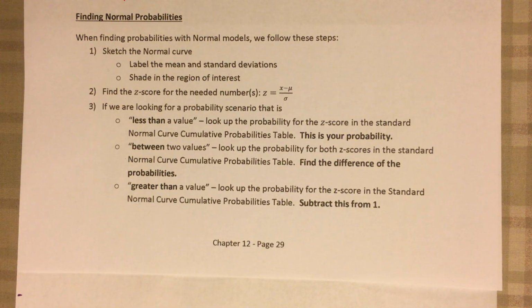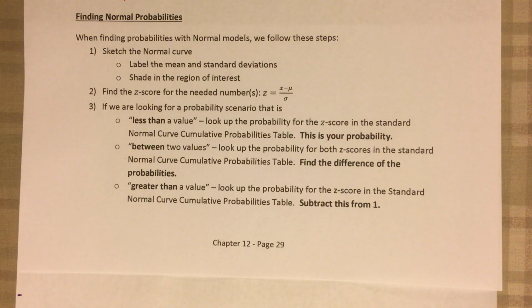All right, so when we're finding normal probabilities, we're going to have a three-step process that we're going to go through. Our first step of our process is going to be to sketch the normal curve. So as we're sketching our normal curve, we're going to label our mean and we're going to label our standard deviation, and then we're going to shade in the region that we are interested in. Because as we're going through and we're thinking about these, by shading in the region, that's going to help us with our last step that we're going to do.